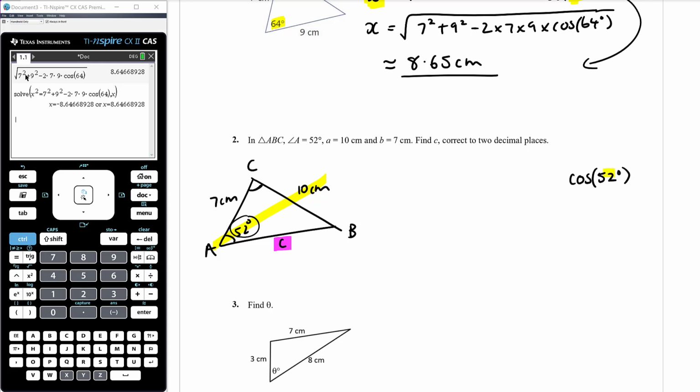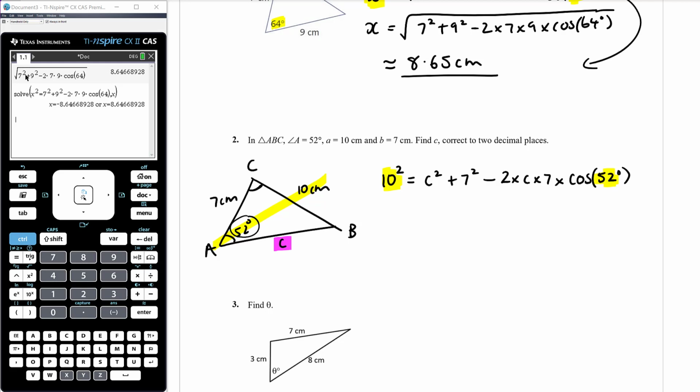So if we're using cos of 52 over here, that defines that we must have 10 squared on the left-hand side of the equation, because remember, those two things have to be a partnership. And then everything else just falls into place. So then it's going to be the other two sides squared and added together, so c squared plus 7 squared, or you can write 7 squared plus c squared, it's the same thing, minus 2 times c times 7 times cos of 52. Or you can write 2 times 7 times c times cos of 52, it's the same thing.